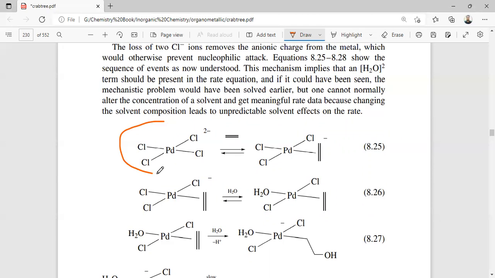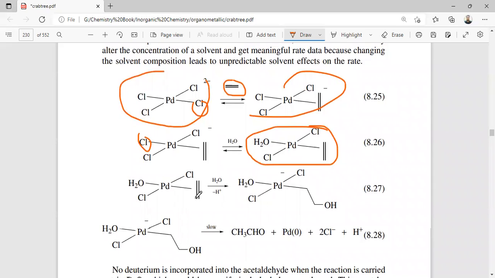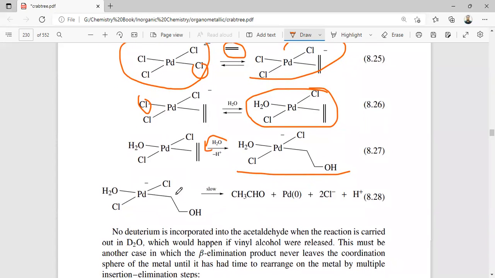So here, first the PdCl4, the palladium is +2. First the ethylene molecule is coordinated upon the substitution of one chlorine to form this intermediate. Next, the water molecule displaces another chlorine to form this hydroxyl intermediate. Next, the nucleophilic attack by the water molecule on this ethylene carbon forms this intermediate. Next, beta hydride elimination forms this acetaldehyde intermediate.